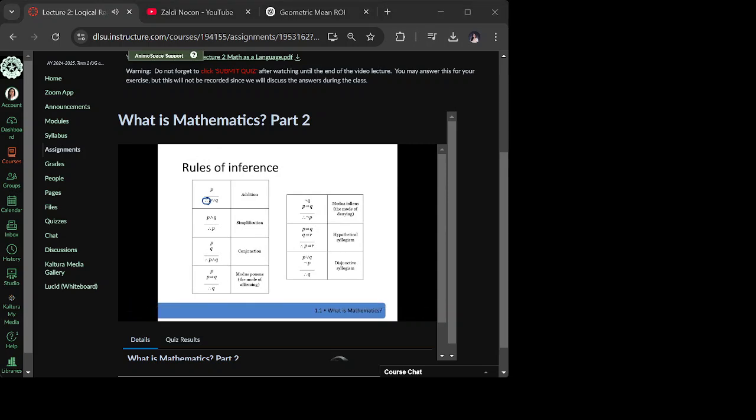In this list, we have addition, simplification, conjunction, modus ponens, modus tollens, hypothetical syllogism, and disjunctive syllogism. Each of these can also be written horizontally. For example, modus ponens can be written as P and P implies Q implies Q.